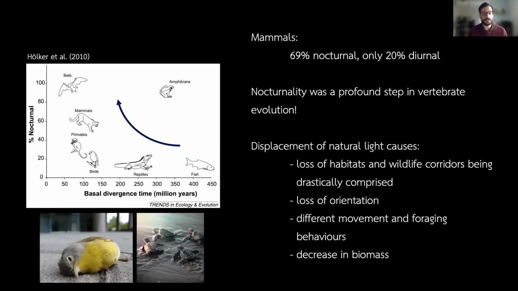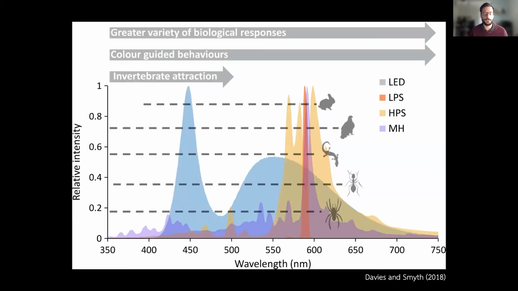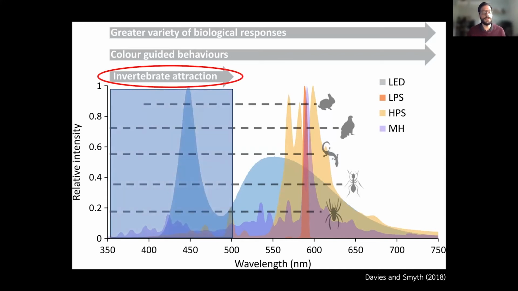And of course, this means different movement behaviors, different foraging behaviors. In total, you can say there is a massive decrease in biomass and light pollution. In fact, if you compare other factors for a decrease in biomass over the last 100 years, you can say that artificial night sky brightness, or artificial light at night, was one of the constants of this anthropogenic time.